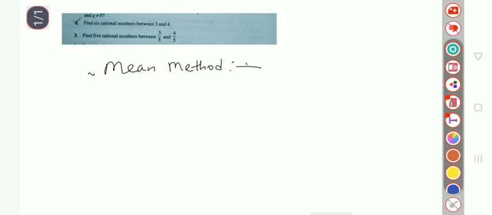So we know what the mean is. Suppose two numbers a and b are given. So what is the mean? It is (a plus b) by 2. We will do it in a similar way. Suppose two numbers are given.